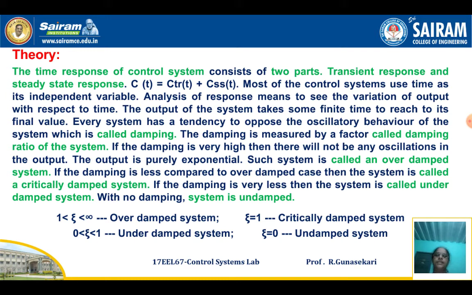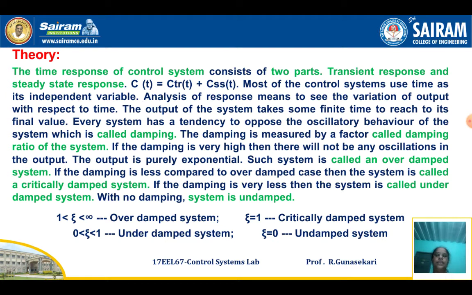Every system has a tendency to oppose the accelerated behavior of the system, which is called damping. The damping is measured by a factor called damping ratio of the system. If the damping ratio is very high, then there will not be any oscillation in the output. So the output is purely exponential. Such a system is called the over-damped system.